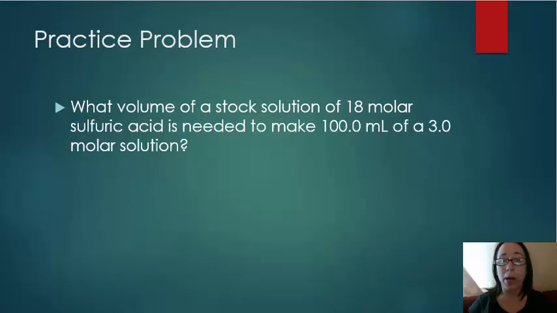So let's start off by looking at a problem. If we read this, what volume of a stock solution of 18 molar sulfuric acid is needed to make 100 mL of a 3 molar solution? So what I'd like you to do is stop this video and try to figure this out on your own. The first step is to clearly identify what values you're given from the equation M1V1 equals M2V2. When you're done, start the video again and we'll review the answer.